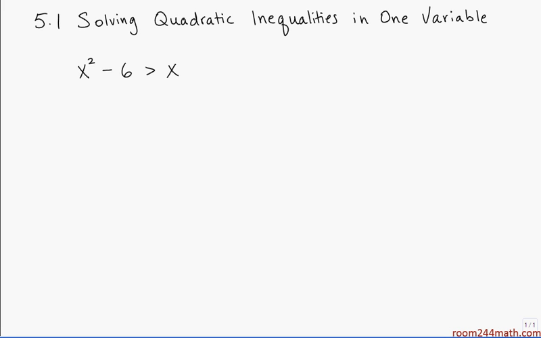Solving quadratic inequalities in one variable is very similar to solving quadratic equations in one variable. But just like when we were solving linear inequalities using the same methods to solve linear equations, we did have to worry about some extra wrinkles. So these are not quite as easy.